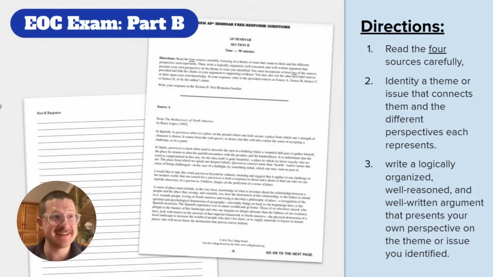All right, let's move on and talk about Part B. Now, Part B is supposed to take 3 times as long. So the recommended time here is 90 minutes. And like I said, it's a miniature IWA. You get sources, you read the sources, you identify a theme that connects them and the different perspectives, and then you write an argument that is your own perspective on that theme or issue, so inspired by it.